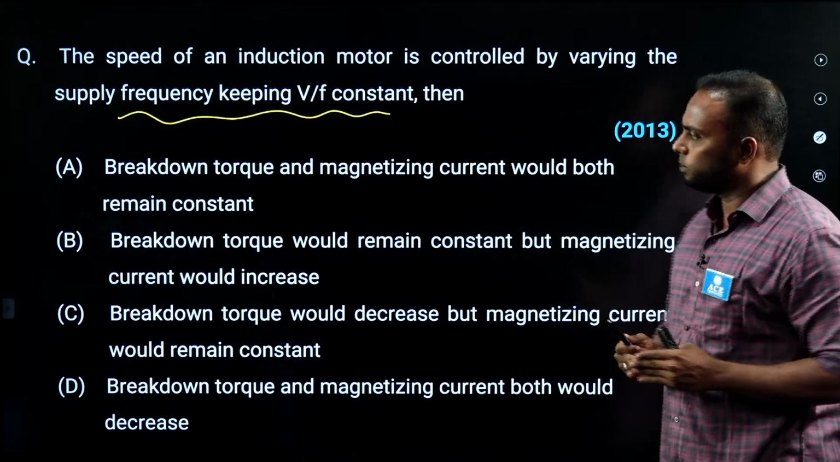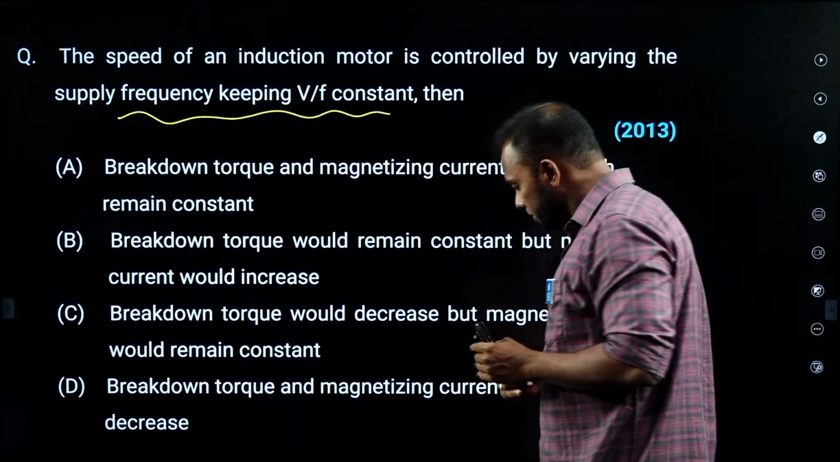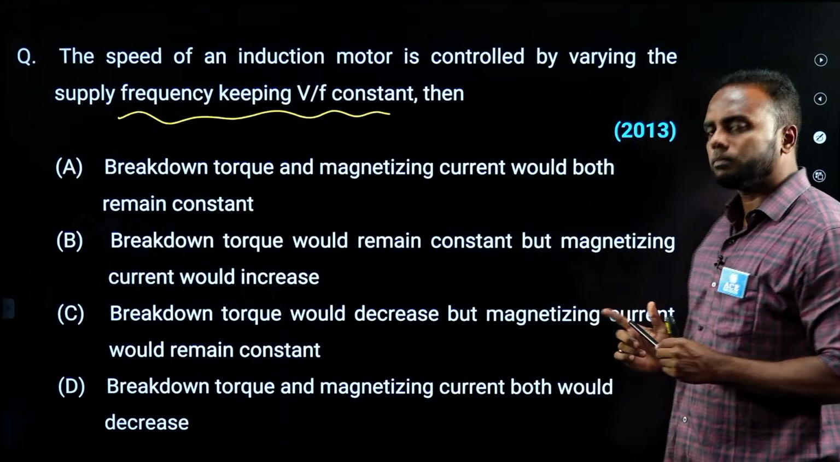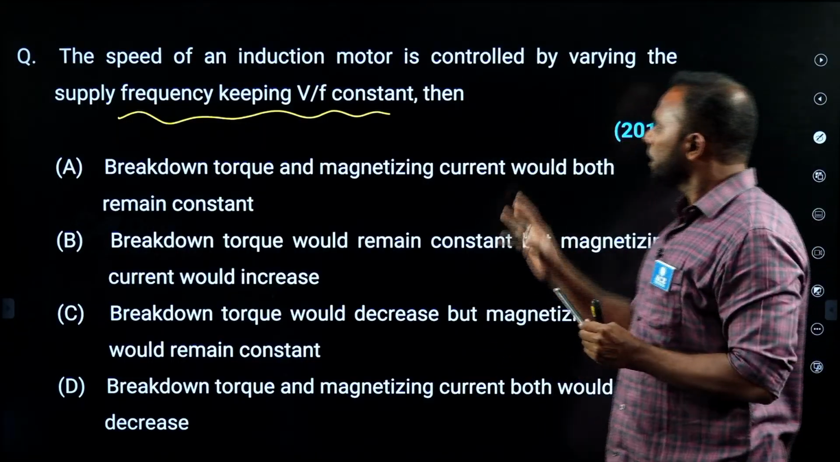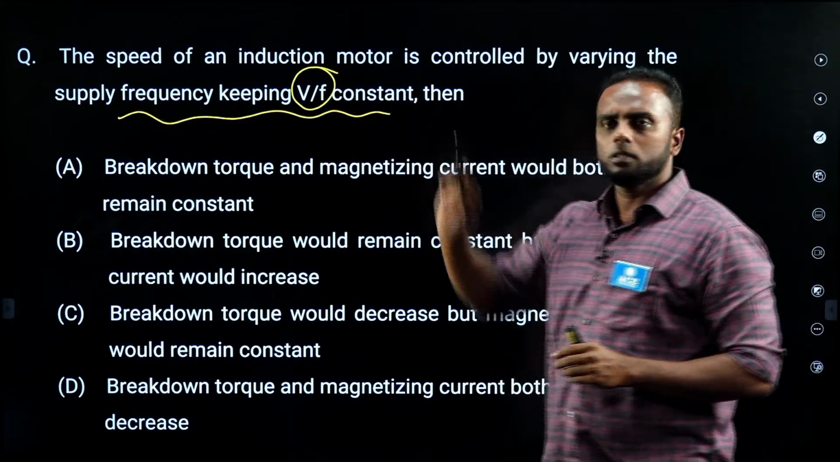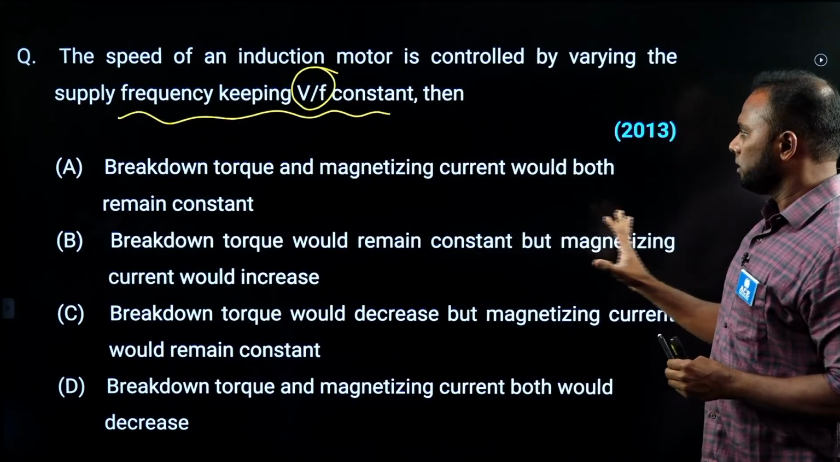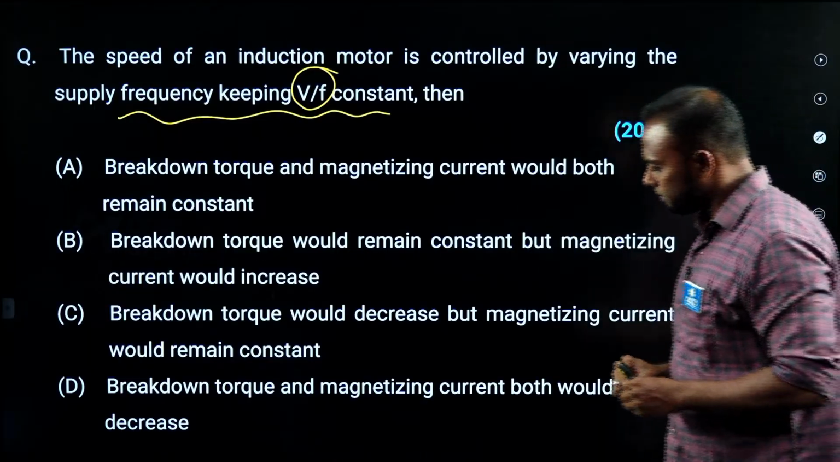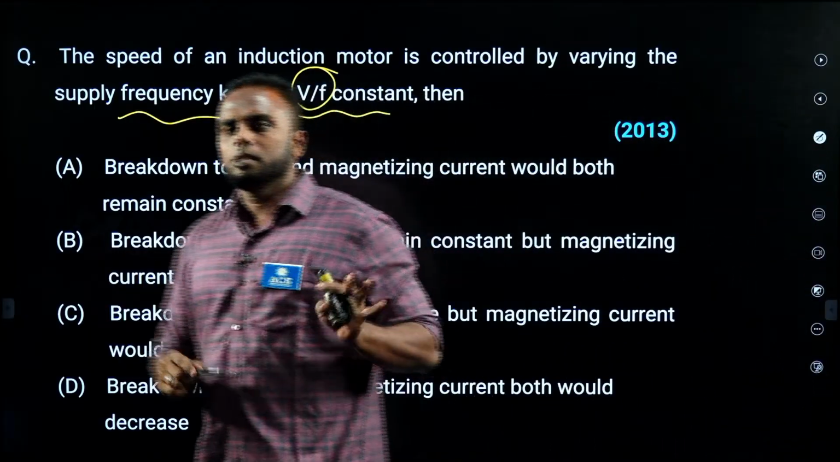So what is the relation of this? First answer from your side required. Maximum torque, what happened, and magnetizing current, what happened? So V by F constant means what? Just now we have observed, magnetizing current remains same. So magnetizing current remains same. But what about breakdown torque here? Yes, breakdown torque is nothing but maximum torque.